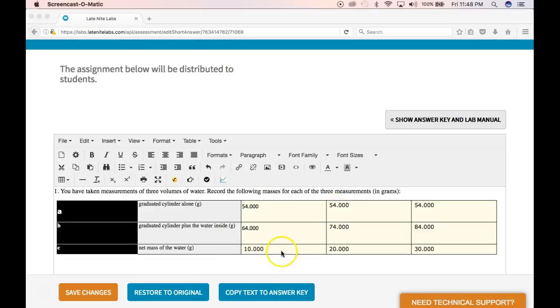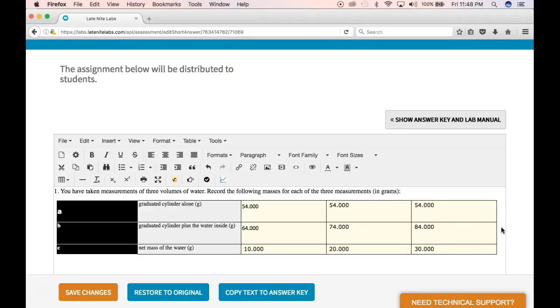Then you added another 10 mils for a total of 20 mils. Now the mass went up to 74. So 74 minus 54, and the net mass of water is 20. Similarly, you added another 10 mil portion, so now it's a total of 30 mils, and the mass went up to 84. So 84 minus the 54, and that's 30 grams.